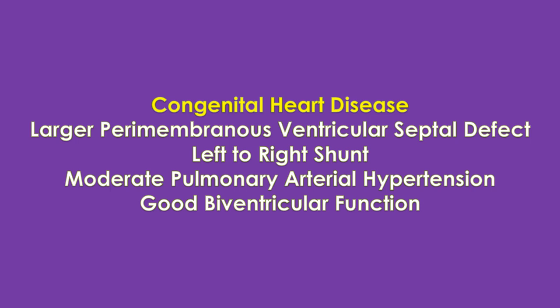For example, in a person with a defect in the wall between the lower chambers, it may read as congenital heart disease, large perimembranous ventricular septal defect, left to right shunt, moderate pulmonary arterial hypertension, good biventricular function. This would mean that there is a large defect in the upper part of the wall between the two lower chambers and blood is leaking from the left ventricle to the right ventricle across the defect. The pressure in the blood vessels of the lungs has gone up due to the increased flow, but the pumping function of both right and left ventricles is normal.